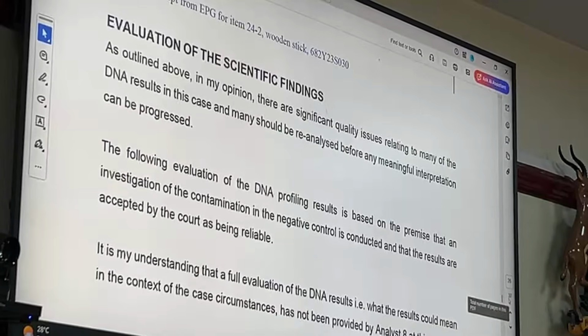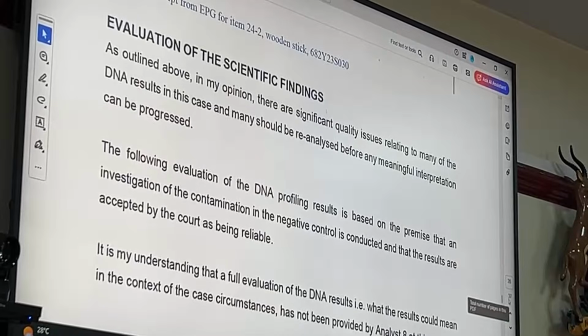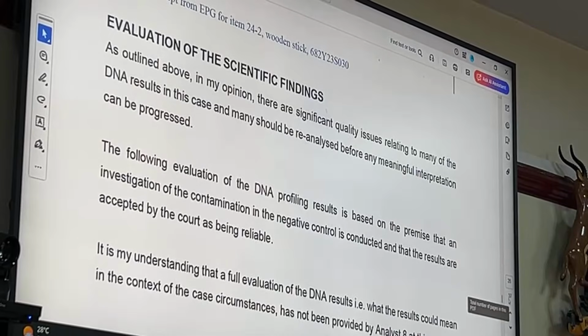Yes, so the handling, storage, recovery, submission to the lab, and the handling within the lab, according to your observations in the report, what impact would the entire process have on the validity of the results before my Lord? In my opinion, in their current state, the DNA findings in relation to this case should be disregarded. They are not scientifically sound.